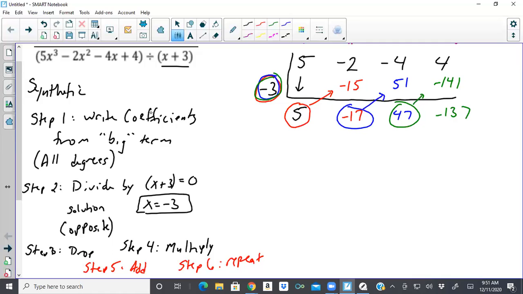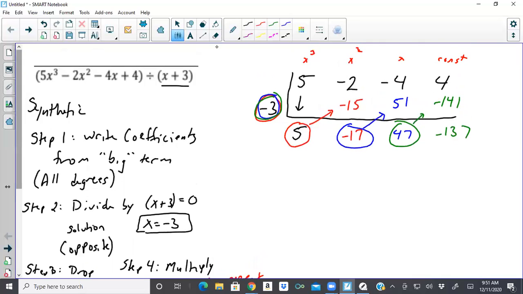Now, the way that you'll write your answer for this is you look up at the highest degree and you drop the degree down 1. So the highest degree was x to the third. I am now going to drop the x to the third to x to the second. And then these are my coefficients for that. So 5x squared minus 17x plus 47.